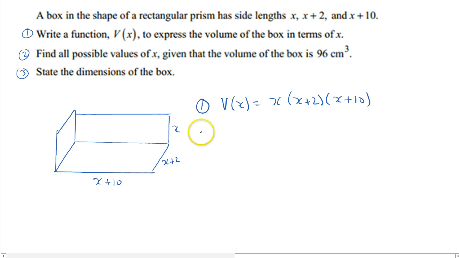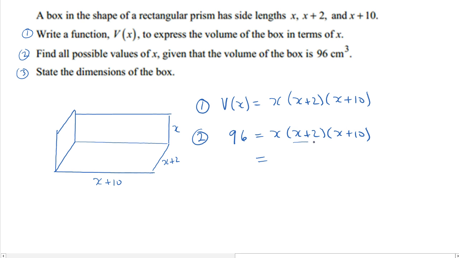Done, pretty easy. Now it says, find all possible values of x given that the volume of the box is 96. So I'm going to say 96 is equal to x times x plus 2 times x plus 10. Now we don't have a graphical means of graphing this and graphing y equals 96 and seeing where they meet, so we're going to be doing it algebraically.